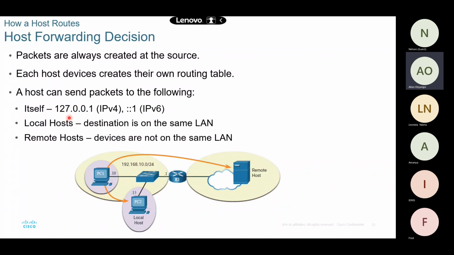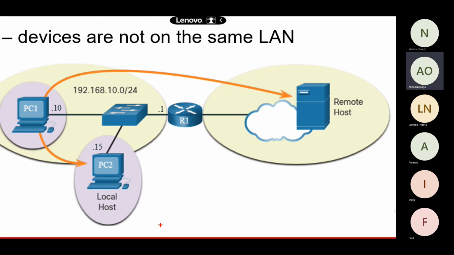So loopback IP is 127.0.0.1 in IPv4, and ::1 in IPv6. Where ::1, of course, is a way of shortening IPv6 addresses. I will teach you what :: is. :: is actually representing zeros. So apart from sending a packet to itself, a PC can send a packet to a device within the same network, that is to a local host within the same network, or a PC can send a packet to a device in a remote network. So that's what we are trying to demonstrate here.